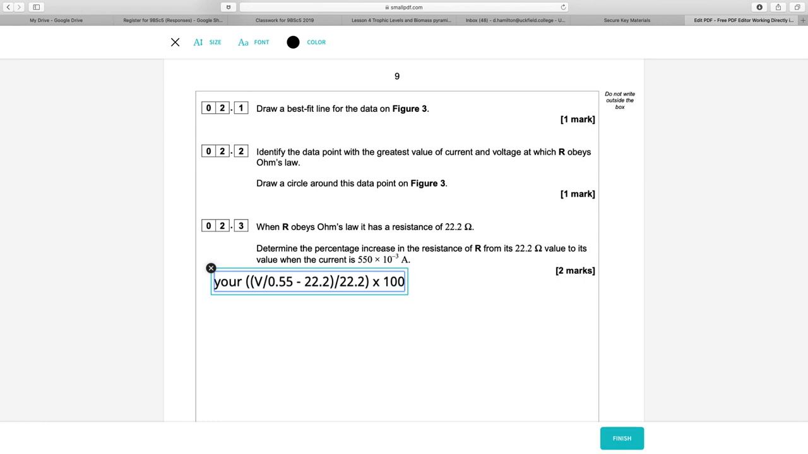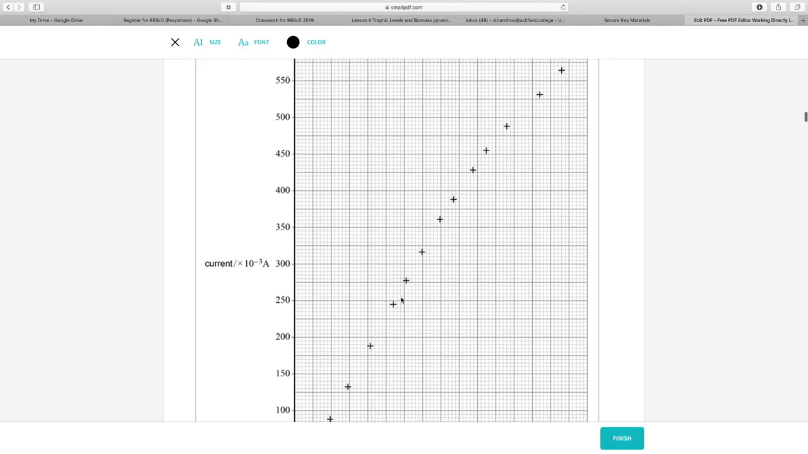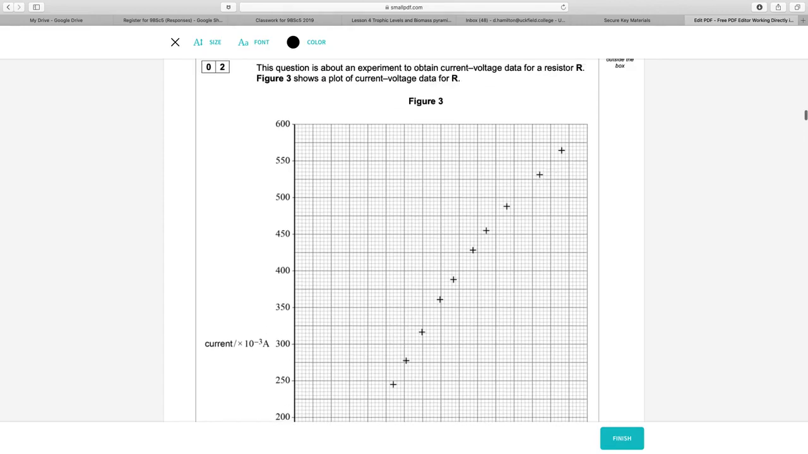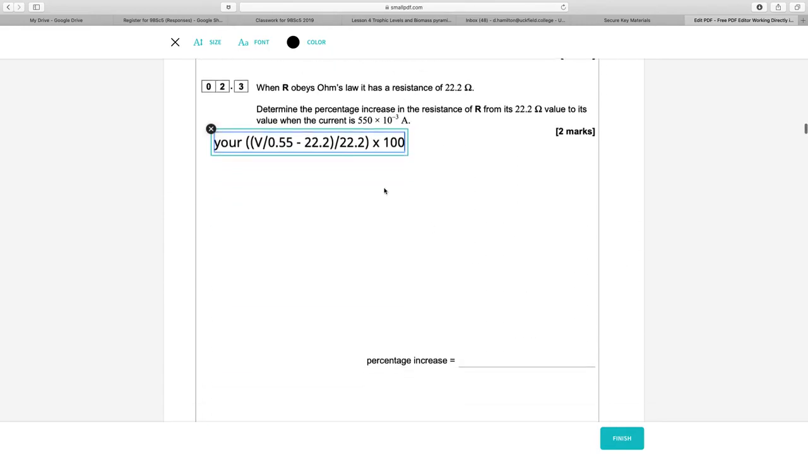So this is what you do, and give an answer to 2 or 3 sig figs. Whatever your value of V is, I obviously can't tell, but that's how you do it. The value of V, you read off the graph from your line of best fit at that current, work out the resistance, work out the difference in resistance, the increase, divide by the original value to get the proportional increase, and then times 100 to get the percentage increase.